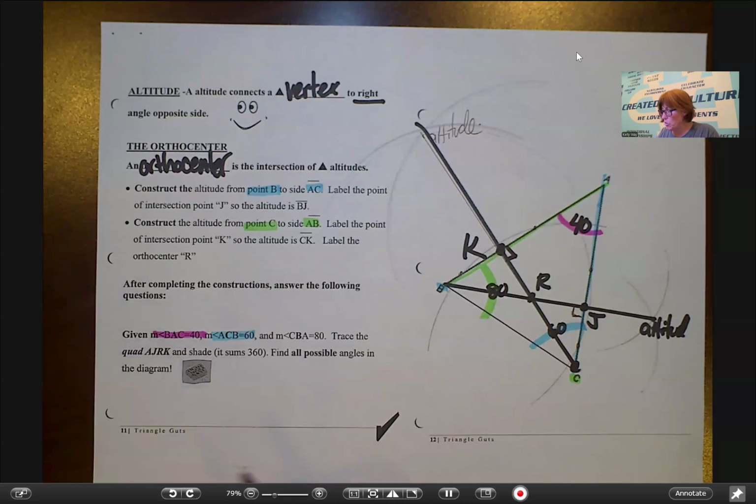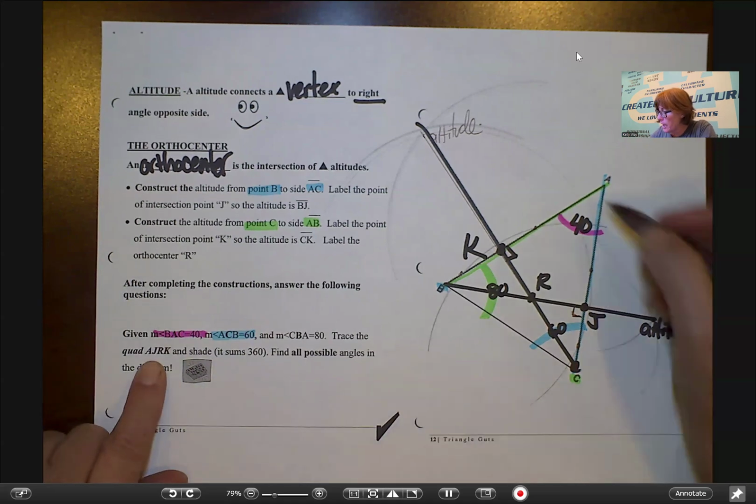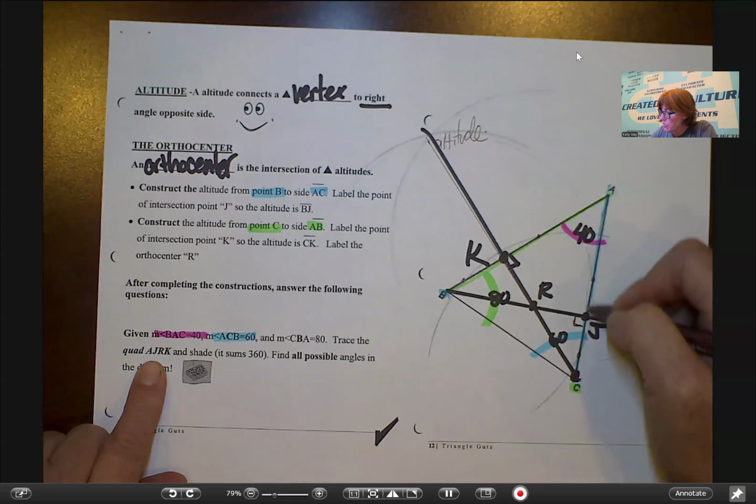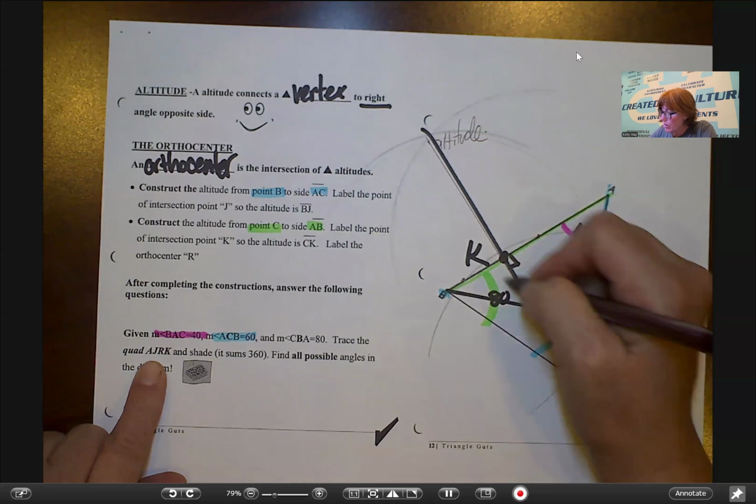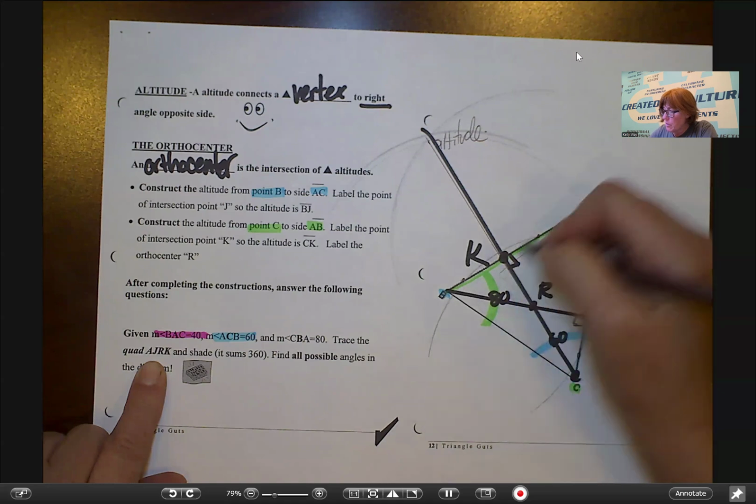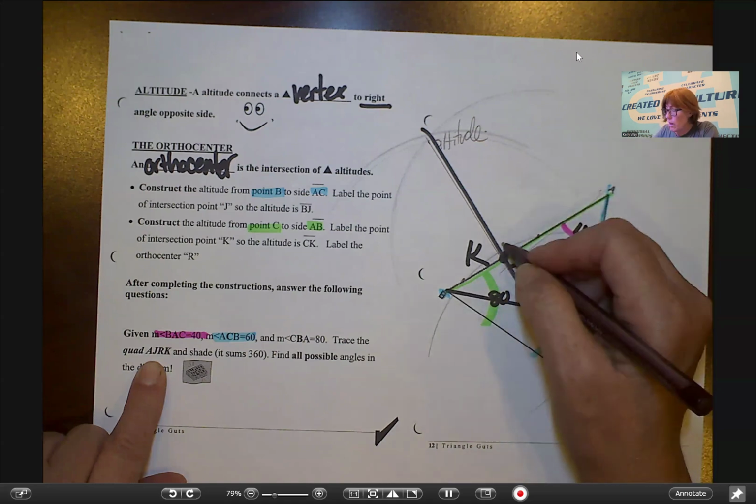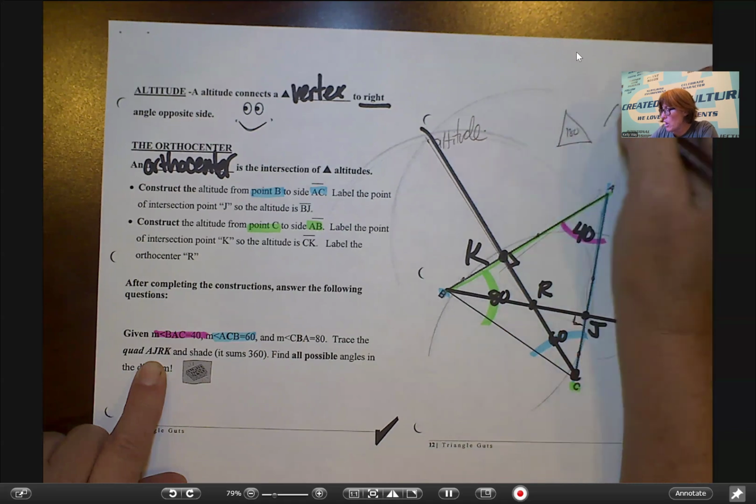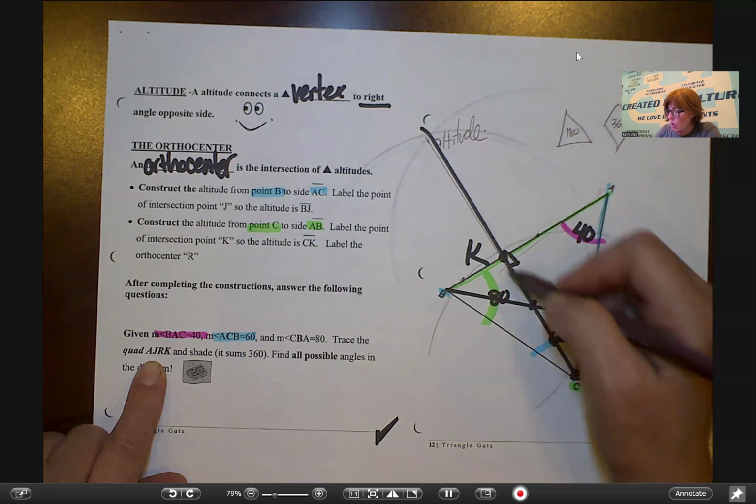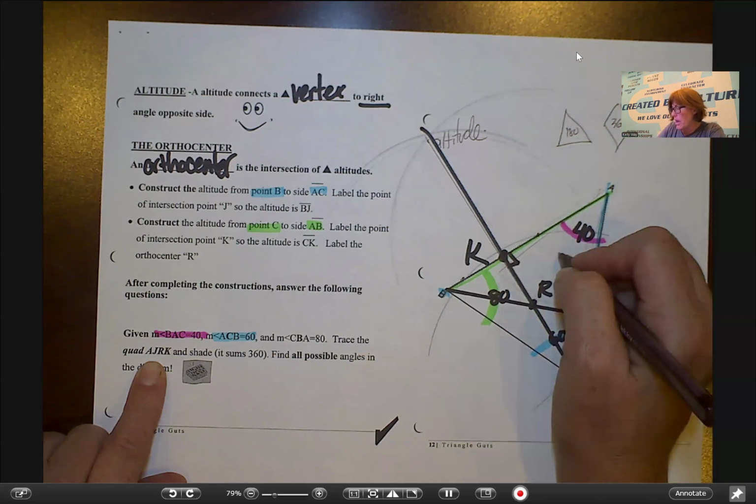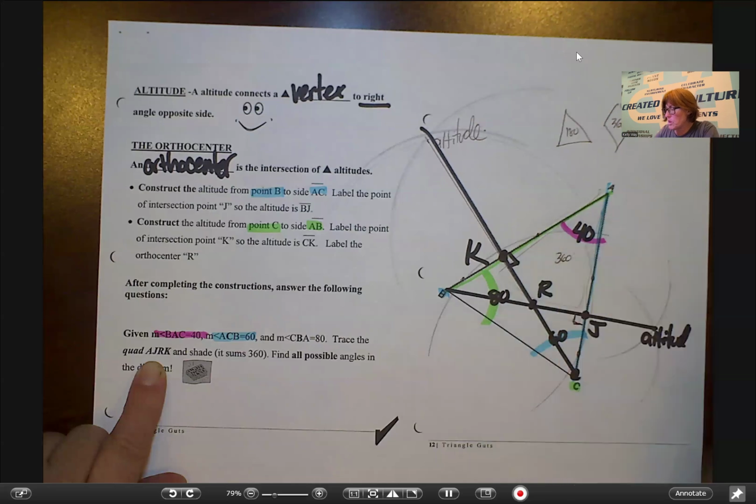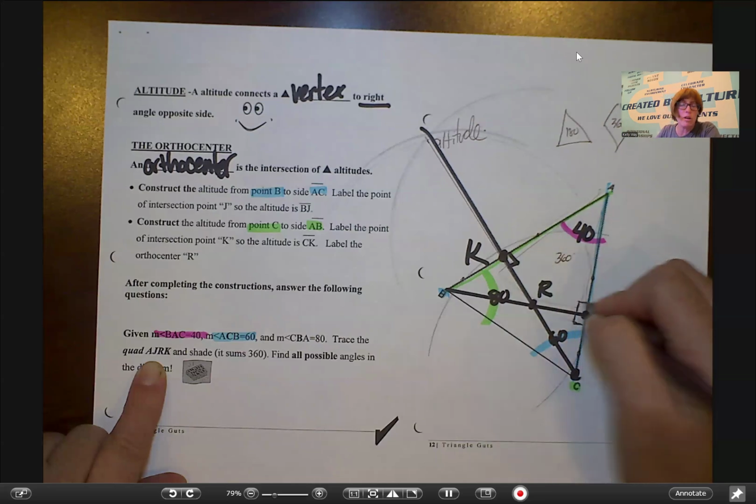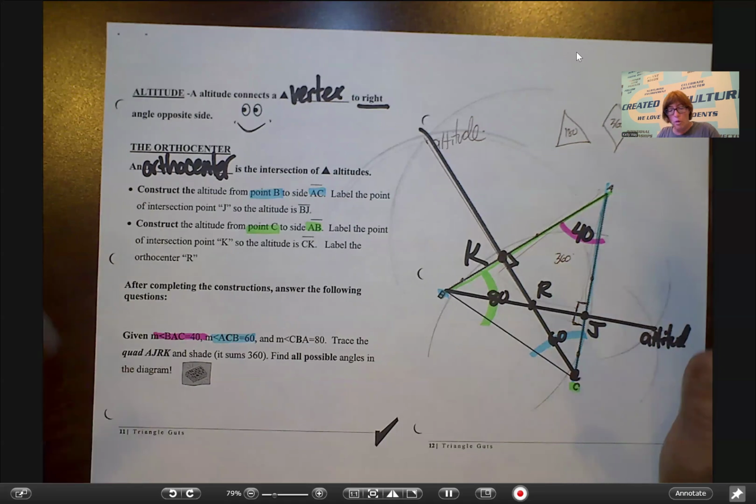It also wants you to trace the quad AJRK. Keep in mind that triangles add up to 180, quadrilaterals add up to 360. So AJRK, whatever you get for this, has to add up to 360 degrees. There's a right angle here. So it says find all possible angles.